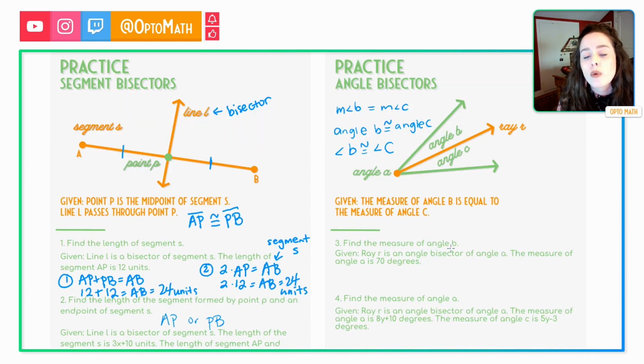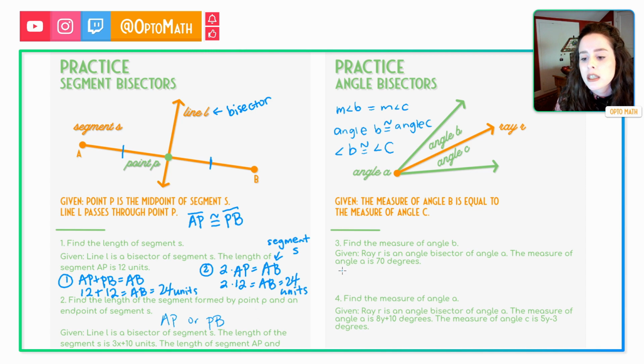Find the measure of angle B. Okay, so that's our goal. Find the measure of this angle. Given, right R is an angle bisector of angle A, which we knew because of the given information here, but they're going ahead and telling us here as well. The measure of angle A is 70 degrees. Okay, so if we want to find the measure of angle B, we know that angle B is half the size of angle A. So let's write that out, and then we'll substitute to actually get our numerical value.